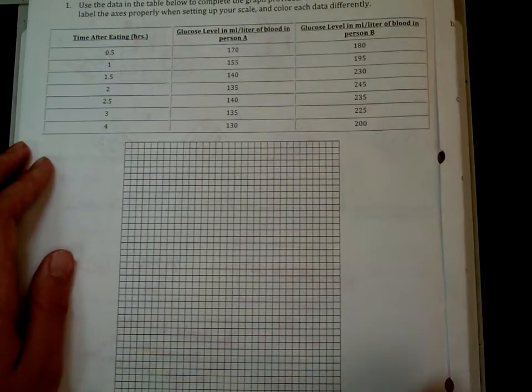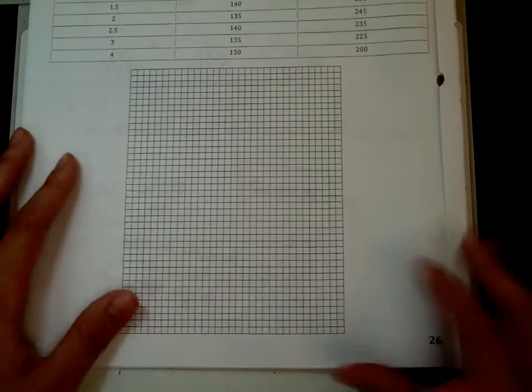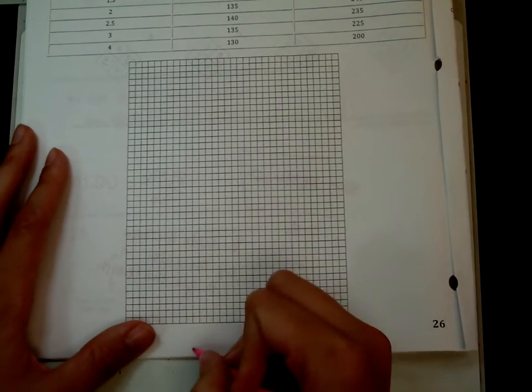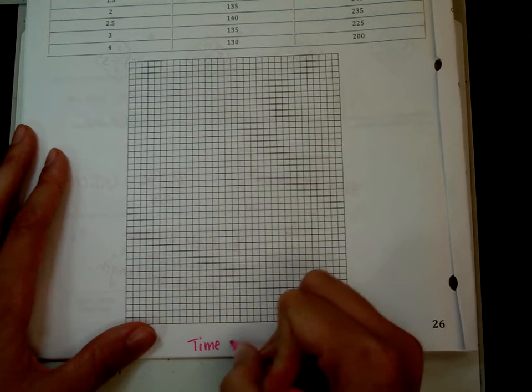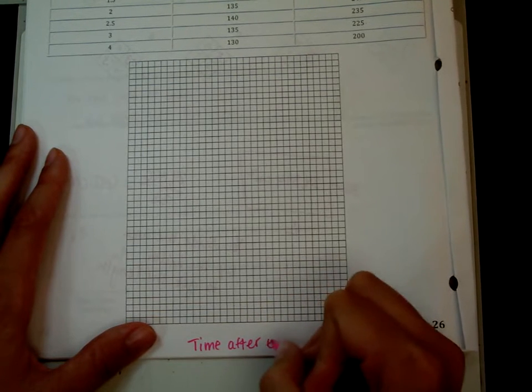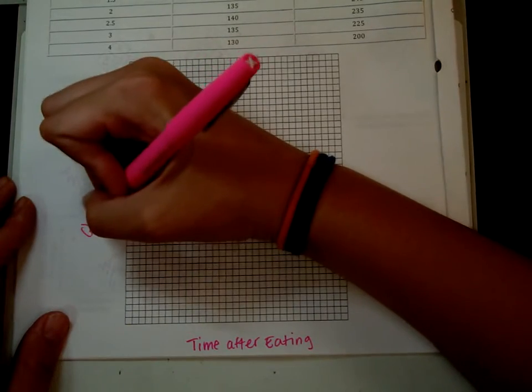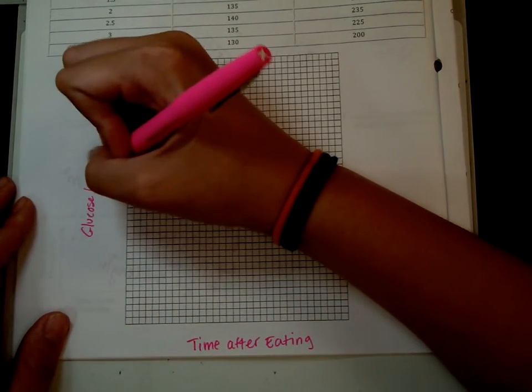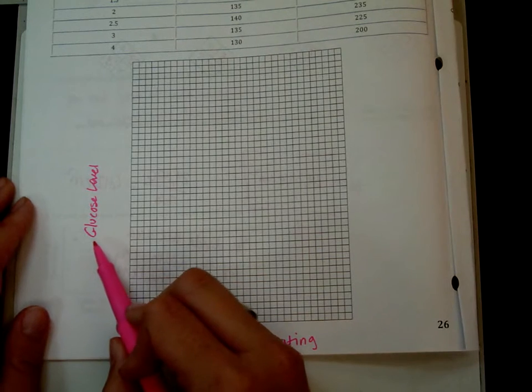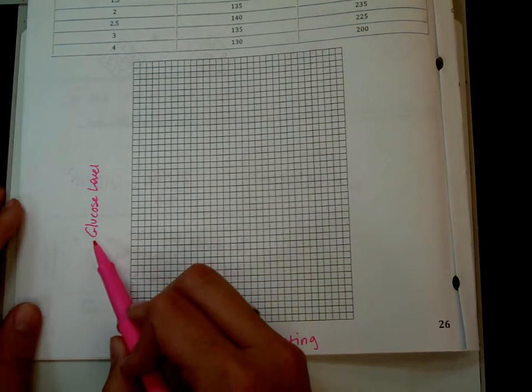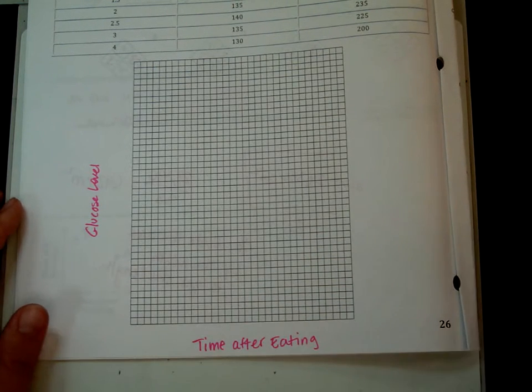So we've got time after eating. So that is our independent variable. So that's going to go on the x-axis. And our dependent variable is glucose level, because our glucose level in the blood depends on how long after we've eaten.